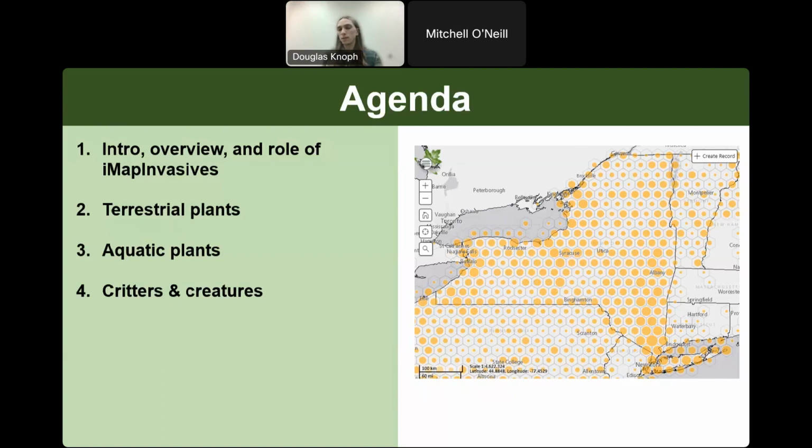This is not meant to be an all-inclusive species ID training. This is going to be brief and more all-encompassing, just trying to show examples of certain features of invasive species that are common in New York State. And we will talk about places where you can get more specific invasive species identification resources at the end as well.